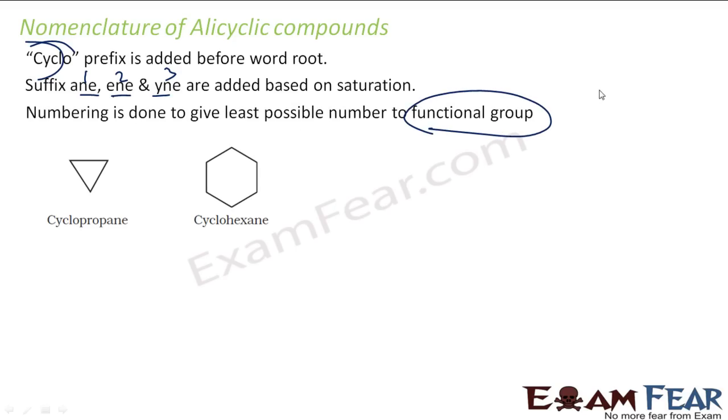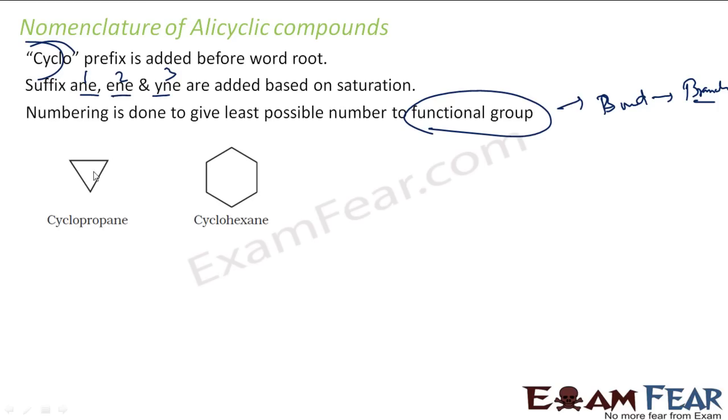As we have seen, the functional group gets the least possible number, and then we have the bonds, double bond, and then even a branch. That is the least possible thing, right? Functional group is the first priority, then bond, and then branch.